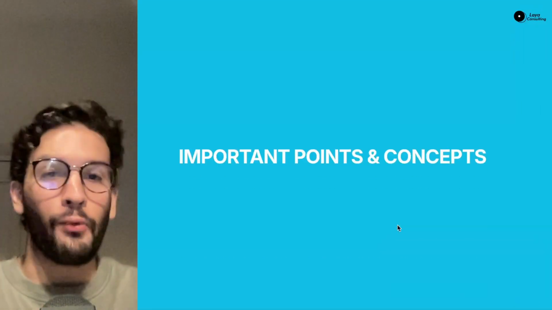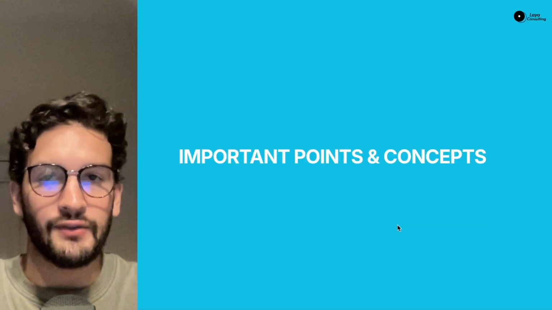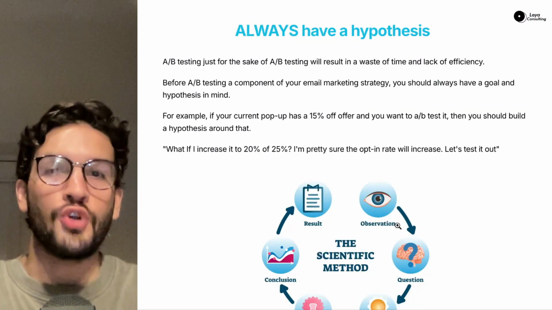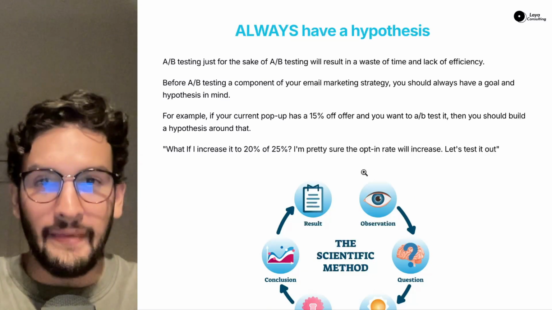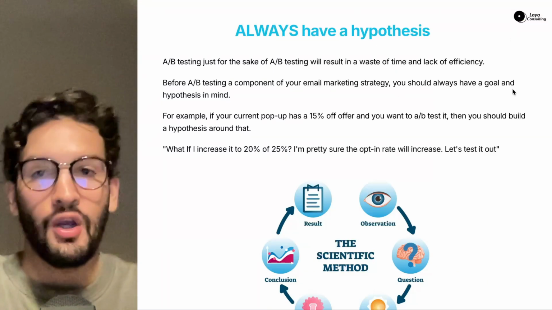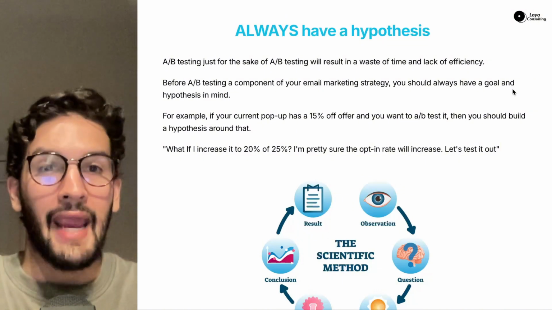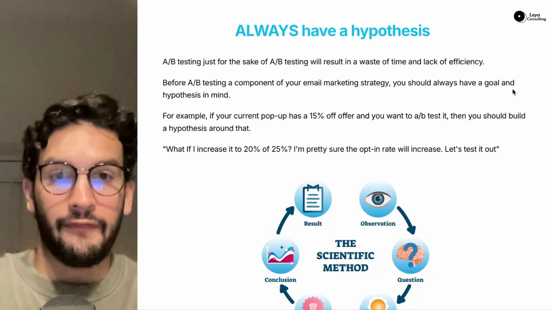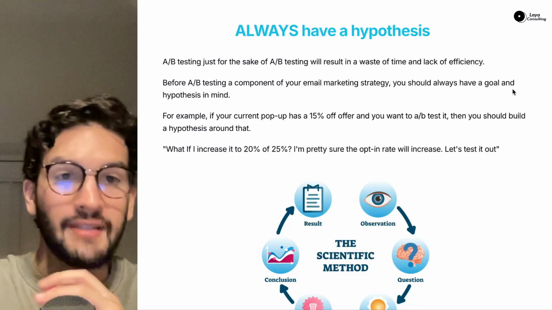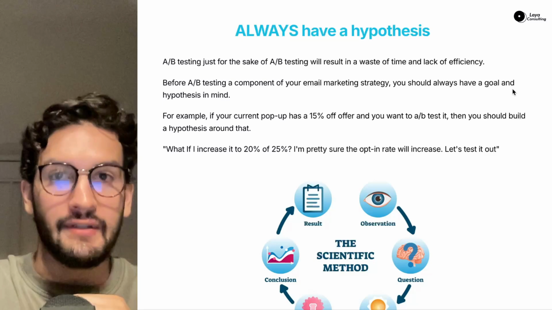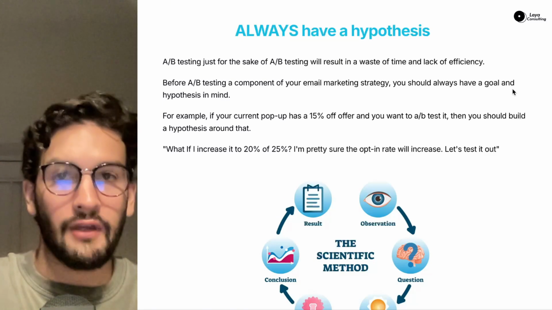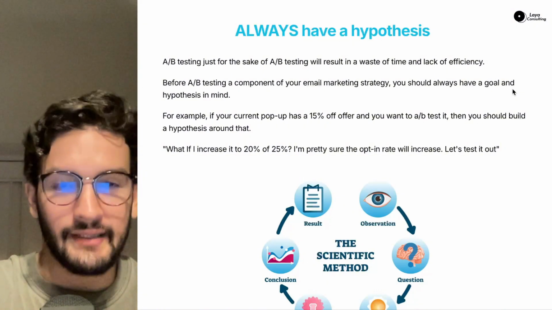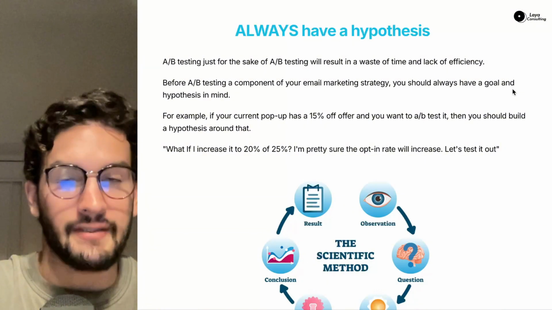First things first, very important points and concepts before I dive into different things you should really A/B test. Okay? So first, you should always have a hypothesis. A/B testing just for the sake of A/B testing will result in a waste of time and lack of efficiency. Before A/B testing a component of your email marketing strategy, you should always have the goal and a hypothesis in mind. For example, if your current pop-up has a 15% off offer and you want to A/B test it, then you should build a hypothesis around that, right?